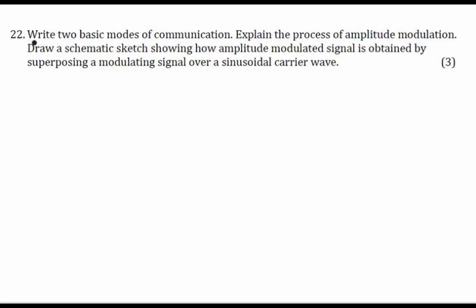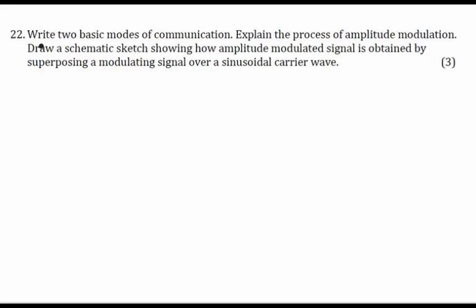Dear students, in this example, it's given that we have to write two basic modes of communication, and the second part is to explain the process of amplitude modulation and draw a schematic sketch showing how an amplitude modulated signal is obtained by superposing a modulating signal over a sinusoidal carrier wave. So in the question they have indirectly told us the process, how we have to draw the amplitude modulation waves. But before that, let's do the first question.